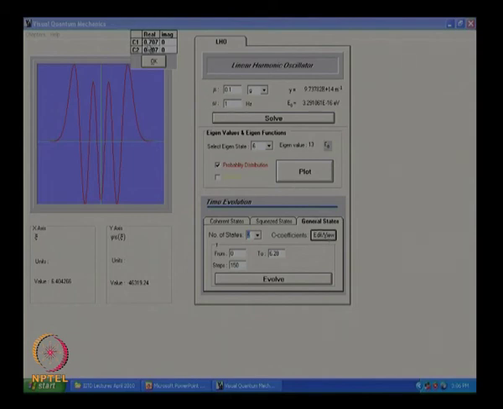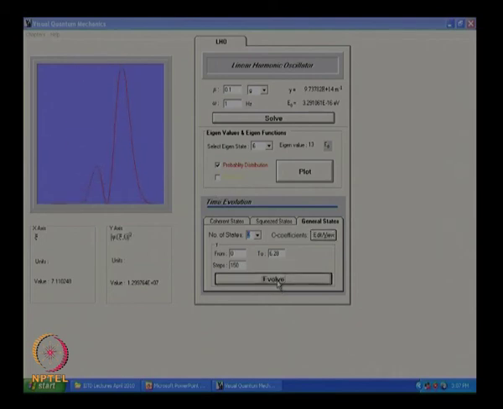Let us suppose the first state 0.707 is 1 over root 2 and 0.707 is 1 over root 2. So, there is a half probability of finding it in the first state, half probability of finding it in the second state. So, let me OK this and then evolve.